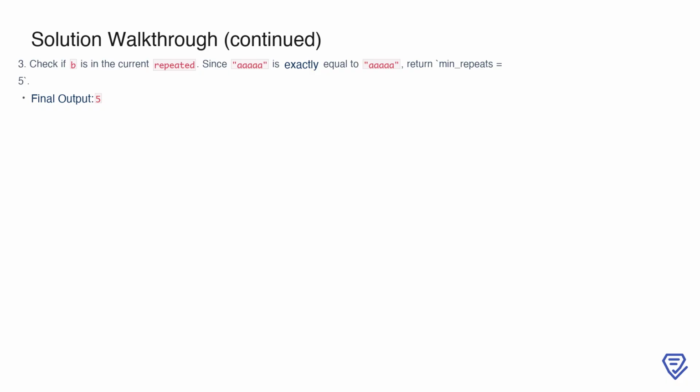In this case, A is exactly equal to A, so we can directly conclude that the minimum number of repetitions required is 5. Therefore, the final result for this example is 5, as no additional repetitions are necessary. This demonstrates how the solution handles cases where B is an exact match within the minimum required repetitions of A.